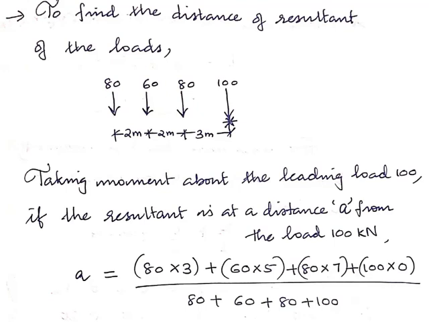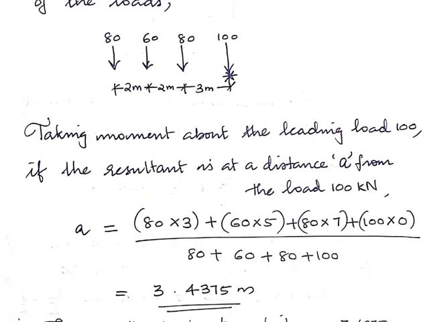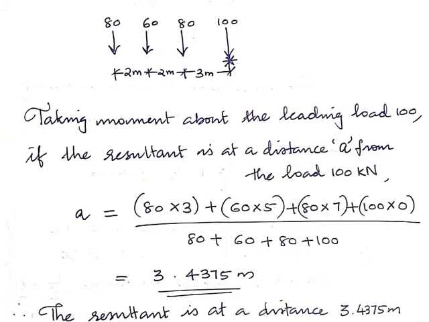So now how to calculate a, the distance of resultant from the load 100 kilonewton. So first of all, add all the moments, that is 80 into 3. We are finding the moment about this point. I have marked with a star. We are taking moment about this point. So 80 into 3 plus 60 into 5 plus 80 into 7. Here I have also put 100 into 0 because we have to consider all the loads to find the resultant, to find the distance of resultant.